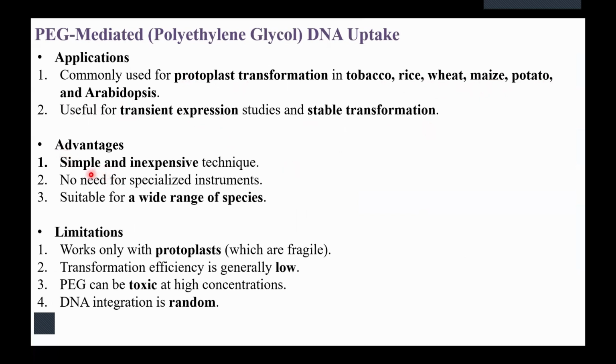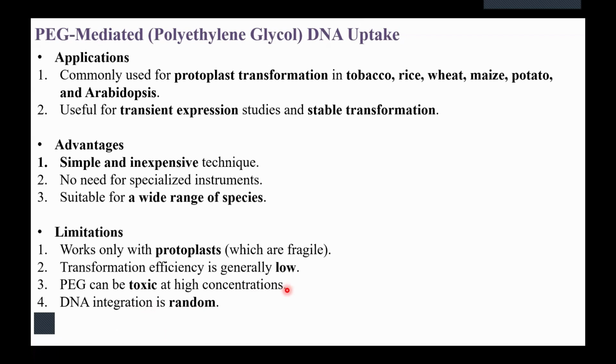The advantages: it is very simple, it is inexpensive. We can use it for a wide range of species, and no specialized equipment such as the electroporator or the microinjector is needed. All these specialized instruments that we studied before are not used here. The limitation is it only works on protoplasts. Protoplasts can be very fragile, and transformation efficiency is very, very low. Sometimes the PEG that we are adding can remain in the cell media itself, which is going to create toxicity when it is present in high concentration. And the DNA integration is very, very random. It is not going to happen in the location that we want it.